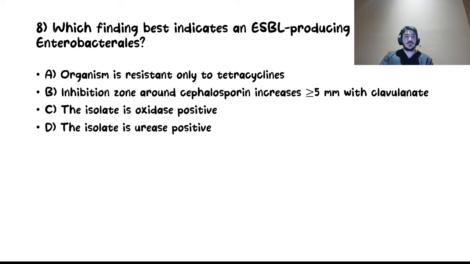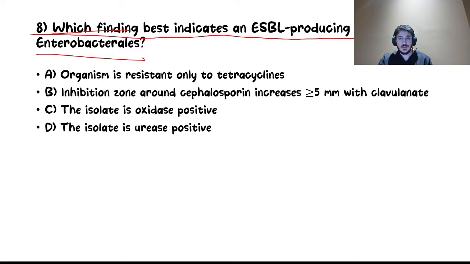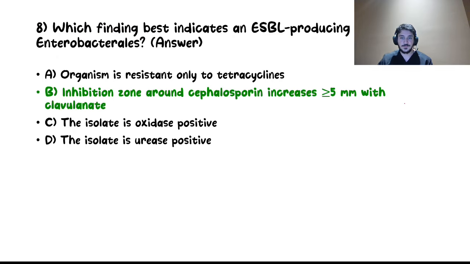Which of the following tests best indicates an ESBL producing strain of Enterobacter? Okay, so basically it's asking about ESBL, and we said if you don't understand what I explained about zone of clearance, amoxiclav, or clavulanic acid, just remember the number 5. An easy way to answer is to look at this number, 5 millimeter, and you already know that the answer is B. Even if you don't understand what inhibition zone around cephalosporin increases with clavulanate means. If you understand it, it's good. If you don't understand, just go with the one with 5 millimeter and more.